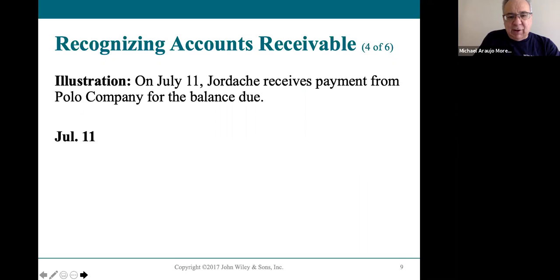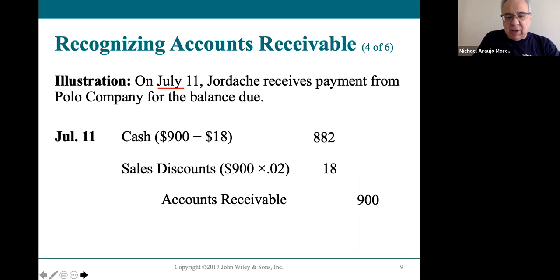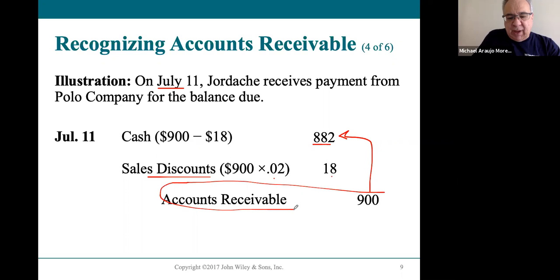And they did offer Polo 2/10 net 30. So if they paid within 10 days of the invoice, they take a 2% discount. So that's what they did. They sent $882 to settle $900 of receivables because that 2% meant taking a discount of $18. So again, this is going to be a big thing for our learning objective 2.